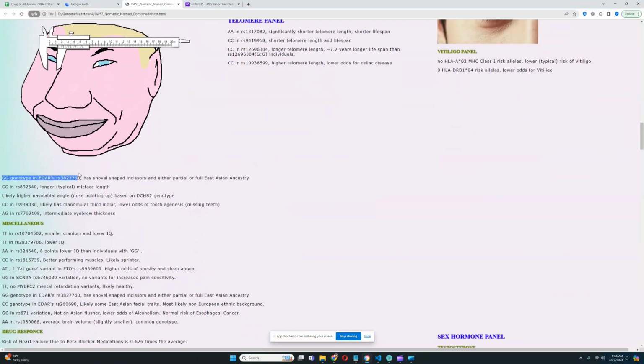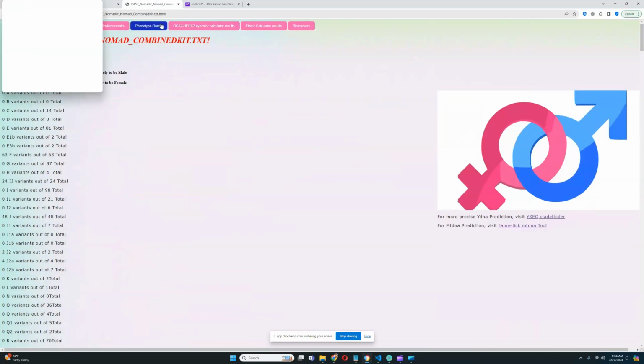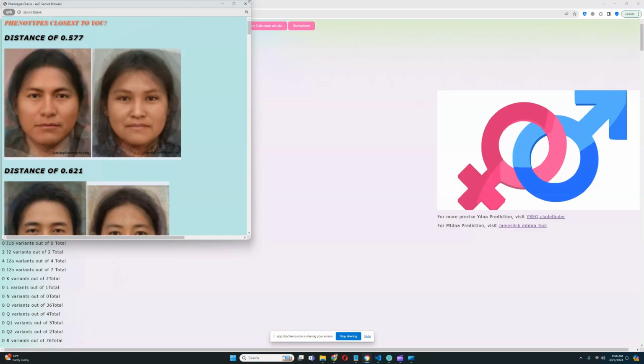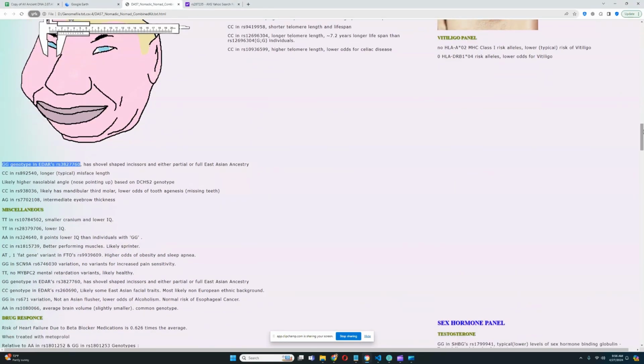EDAR, this individual actually has two East Asian variants in EDAR, so he's got a full East Asian genotype in EDAR, which is kind of unusual considering that he's a mostly West Eurasian individual in terms of his genome ancestry. It's part of the reason he scored entirely Amerindian for the phenotype oracle. If you look at the phenotype oracle, he looks entirely Amerindian, but that's because he's got East Asian genotype in EDAR. He doesn't have any West Eurasian alleles in here, so that contributes to him scoring Amerindian for the phenotype oracle.